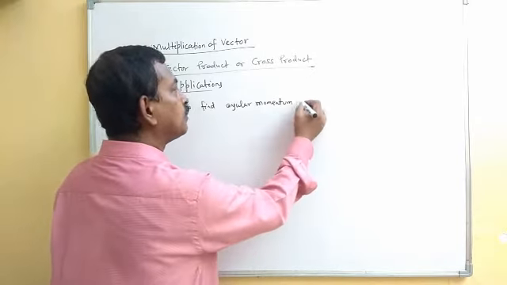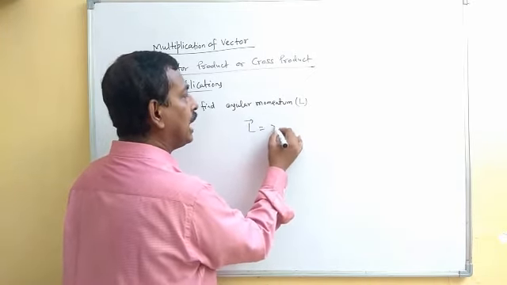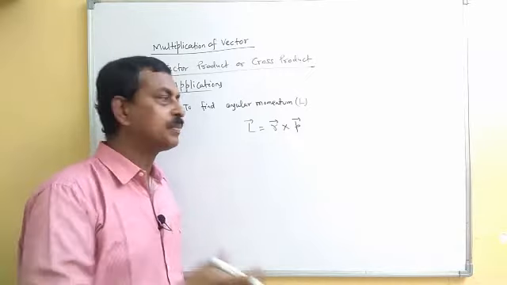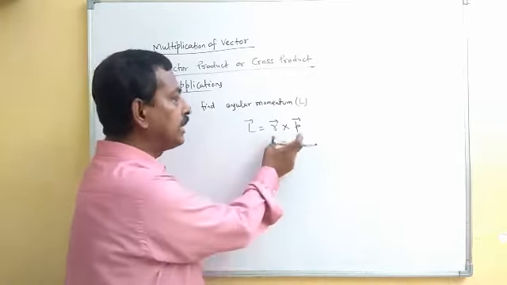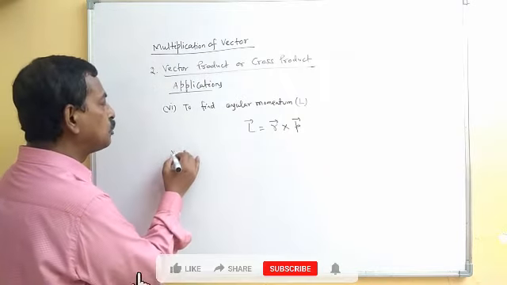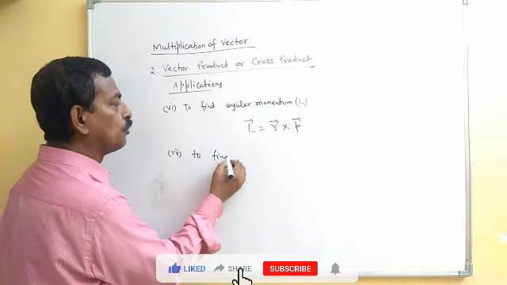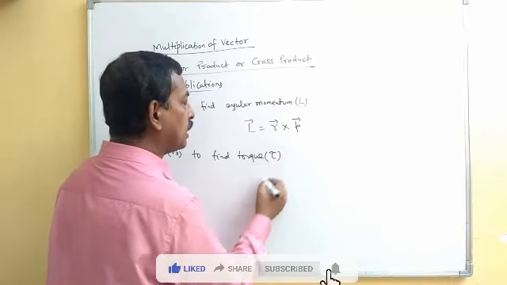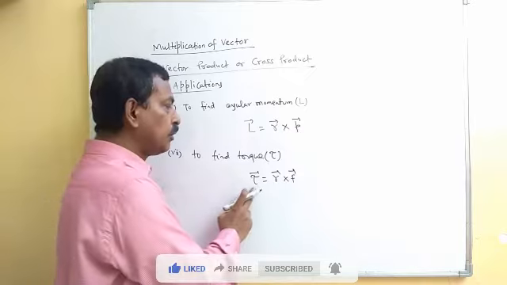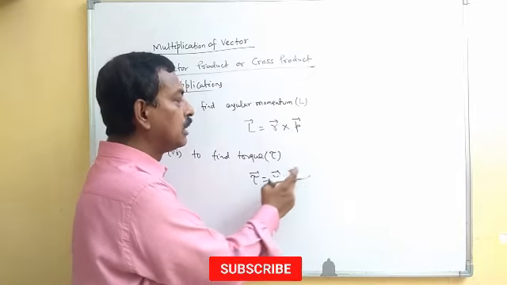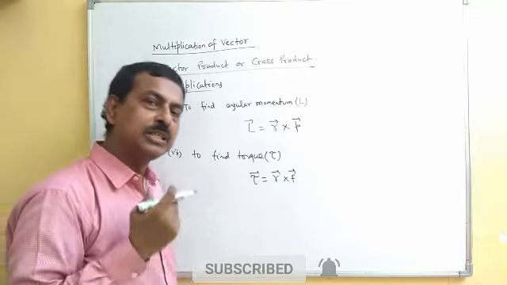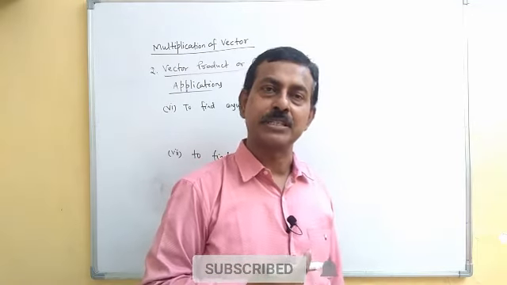If you have to find angular momentum, we represent the L vector as the cross product of R and P, the position vector and the momentum, that is, the linear momentum. So if you have to find angular momentum, you simply take the cross product of the position vector and the linear momentum of the body. Similarly, if you have to find torque, torque is given as the cross product of position vector and force. So torque will be R cross F. You simply find the position vector, take the force, and take their cross product, and that will give you the torque. So these are some of the applications of the cross product of vectors.